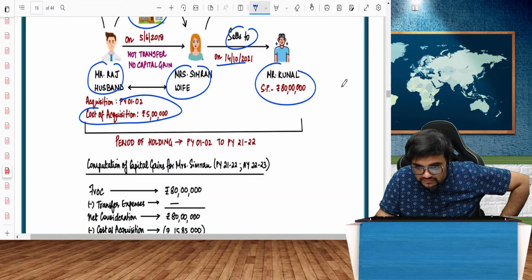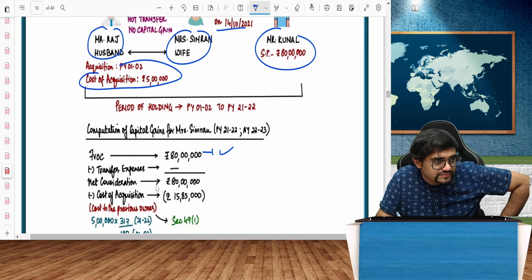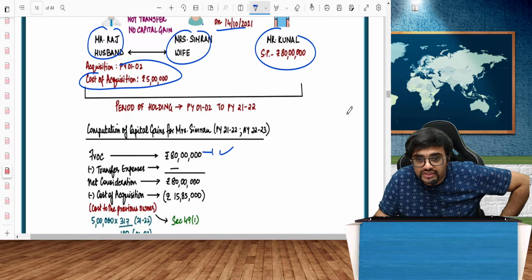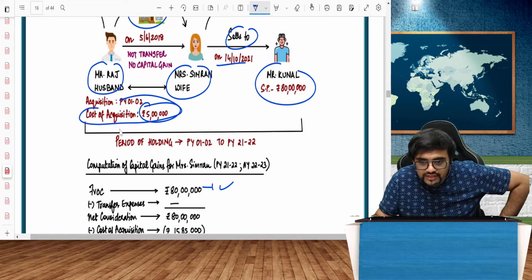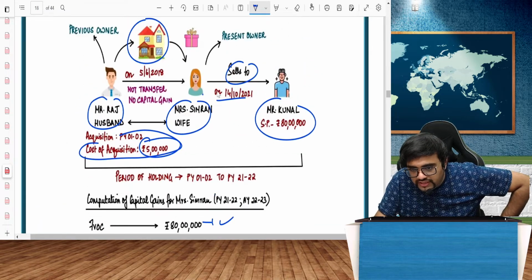So if you see, guys, for Mr. Kunal, full value of consideration 80 lakhs, transfer expenses nil. Correct? Then net consideration 80 lakhs. Cost of acquisition, how much? You see, 5 lakhs only you should take. 5 lakh into, which year you are transferring? 21-22.